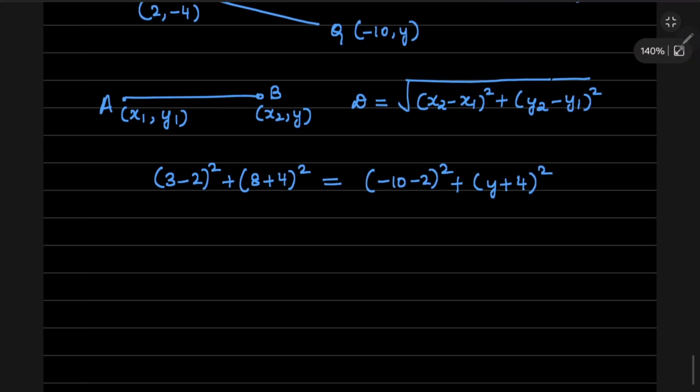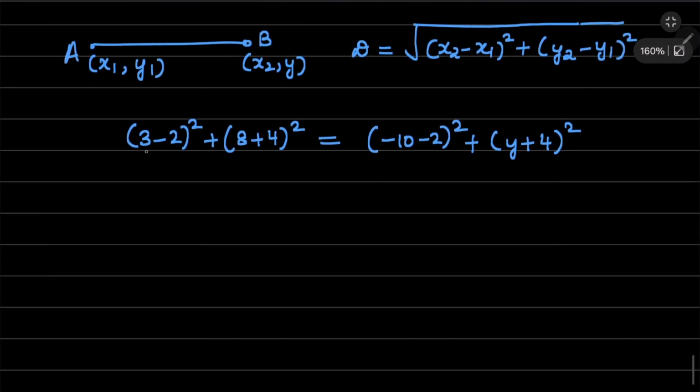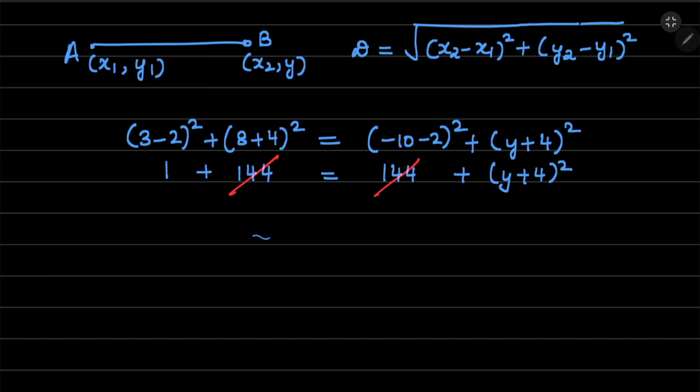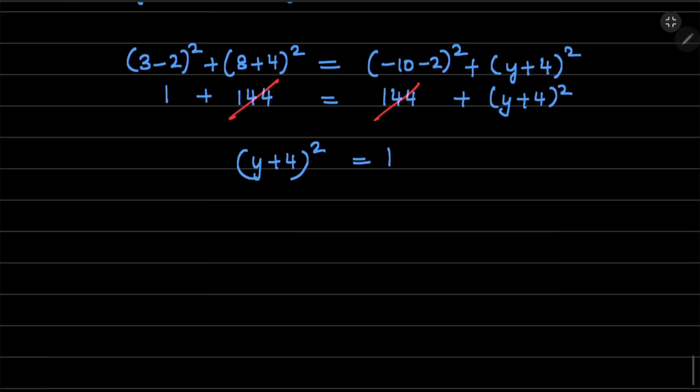Now let us solve it and you can find the value of y. What is 3 minus 2 the whole square? It is just 1 plus 8 plus 4, which is 12 square, that is 144, is equal to again minus 12 the whole square, which is again 144 plus y plus 4 the whole square. So you can cancel plus 144 on either side. What do you get? Y plus 4 the whole square is equal to 1. When you take the square root on both the sides, y plus 4 is equal to plus or minus root of 1, which is equal to plus or minus 1.